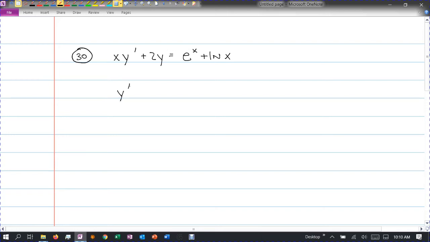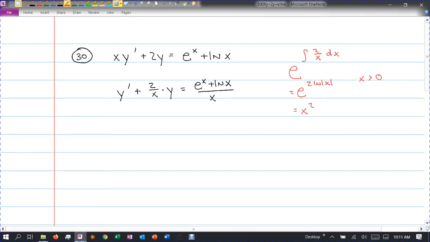So y prime plus 2 over x times y, there's my function of x in front of y. And then when I divide the right-hand side by x, I get e to the x plus natural log x all over x. And now I need my integrating factor. So e to the integral of 2 over x dx, yeah, positive. So that's just going to become e to the 2 natural log absolute value of x. Let's go ahead and make x bigger than 0. So this is just going to become x squared. I think we've done enough of those that it's pretty clear.